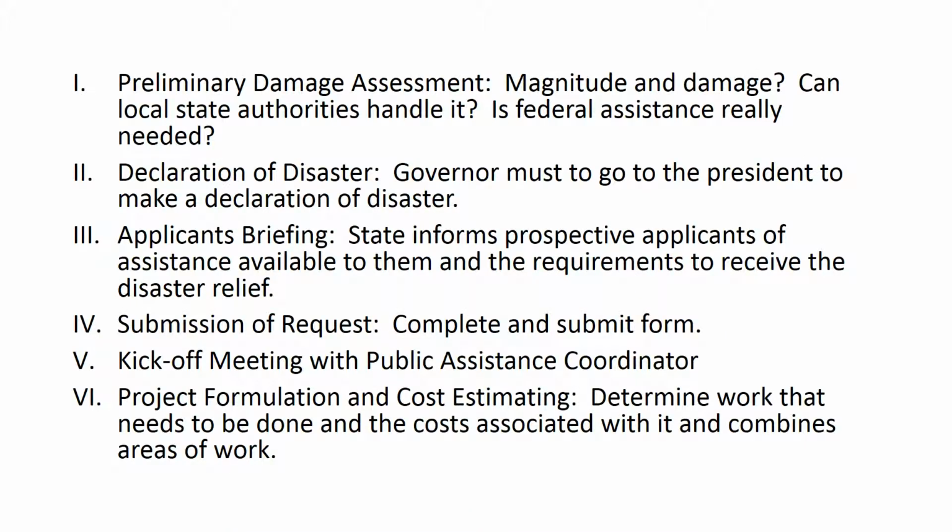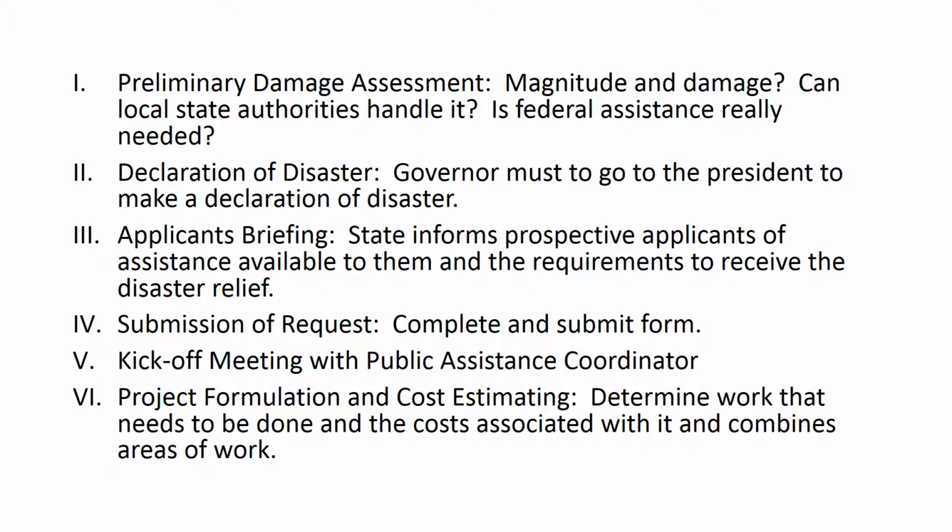Starting with the preliminary damage assessment, which happens directly after a major disaster. This basically asks, is federal assistance really needed? After that is a declaration of disaster, which is a more official way of putting this, which is when the governor goes to the president, makes a declaration of disaster, which basically states that the local and state can't handle this on their own and they need federal help.